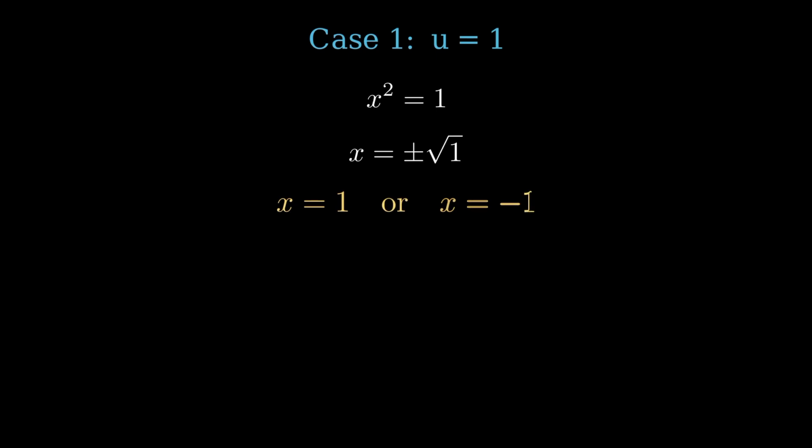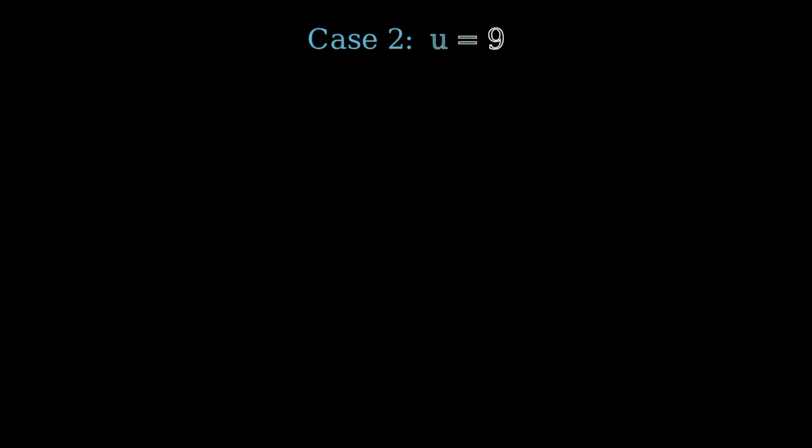If u equals 1, then x squared equals 1. Taking the square root of both sides, x equals plus or minus the square root of 1. Square root of 1 is 1, so x equals 1 or x equals negative 1. If u equals 9, then x squared equals 9. Taking the square root of both sides, x equals plus or minus the square root of 9. Square root of 9 is 3, so x equals 3 or x equals negative 3.